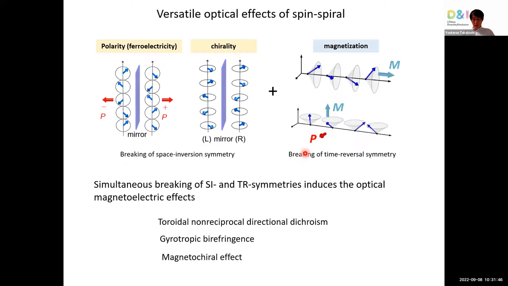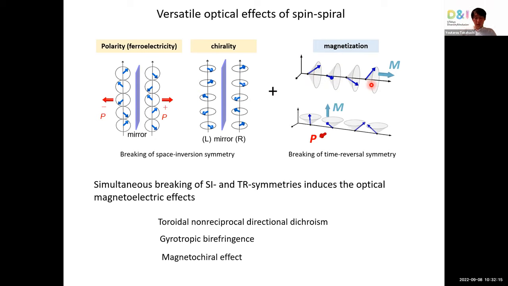So far, I have focused on the breaking of the space inversion symmetry, the polarity of the spin spiral state. And this spin order sometimes also breaks the time reversal symmetry. For example, this conical spin state, a screw spin spiral, breaks the time reversal symmetry.